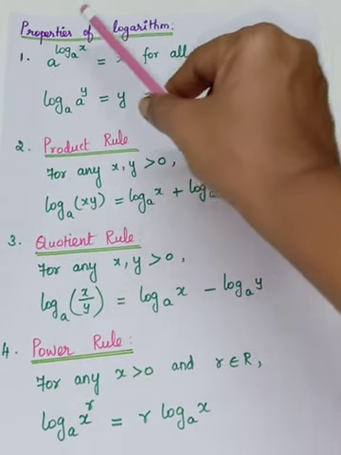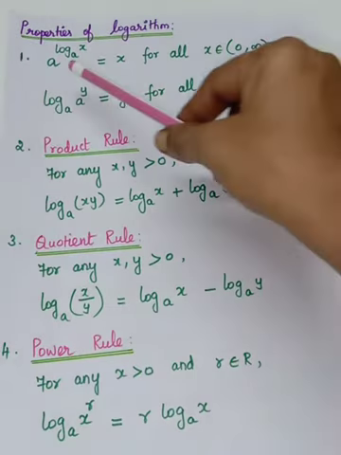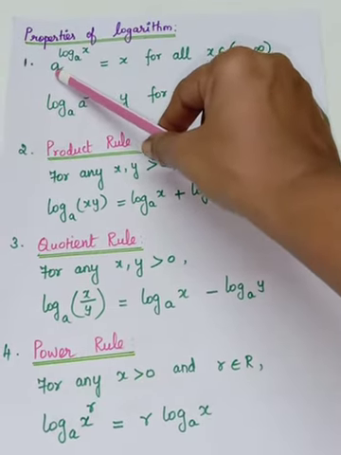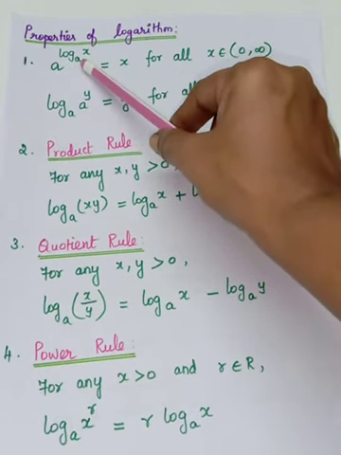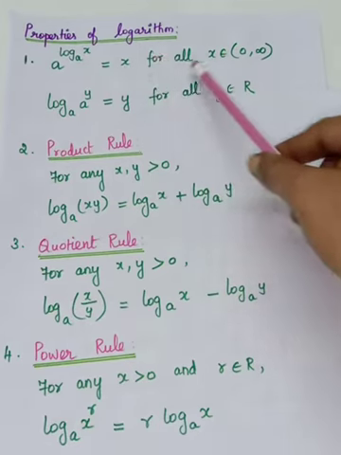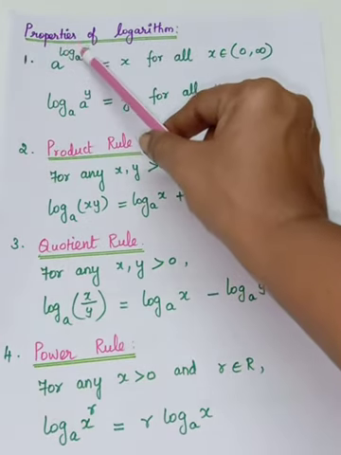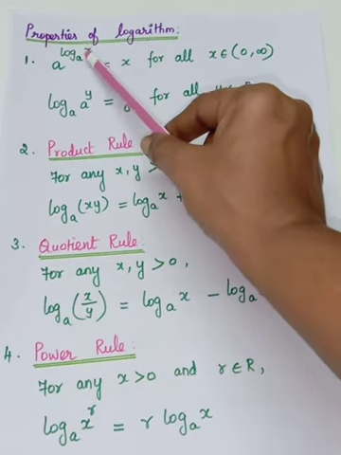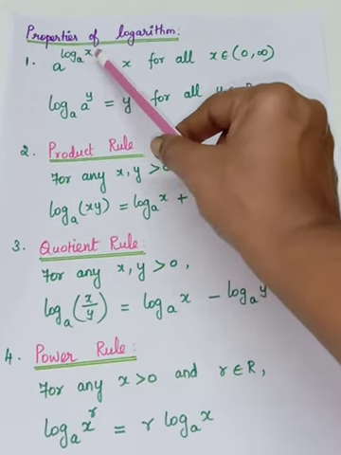A to the power log x to the base a. So the exponential function's base is a. What is the base of the logarithmic function? That is also a. So your answer is x for all x belongs to 0 to infinity. In a log, the number that comes next to it, the function, how should it be? It should be a positive real number.